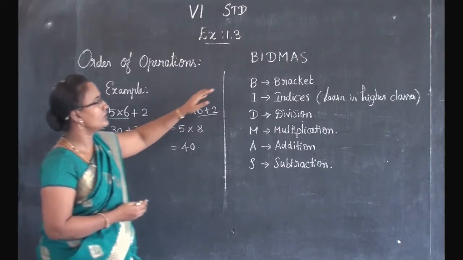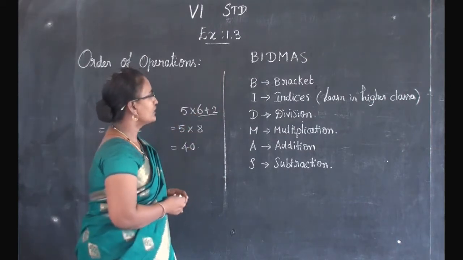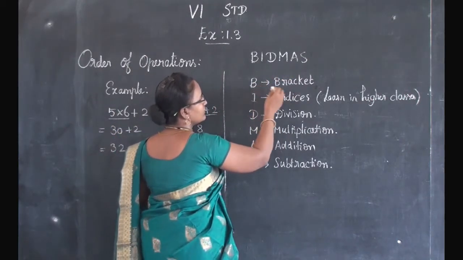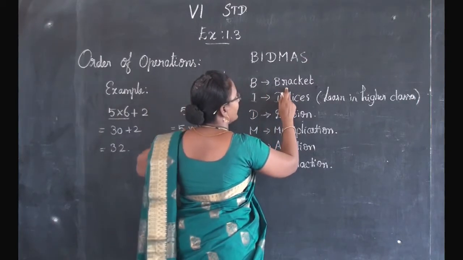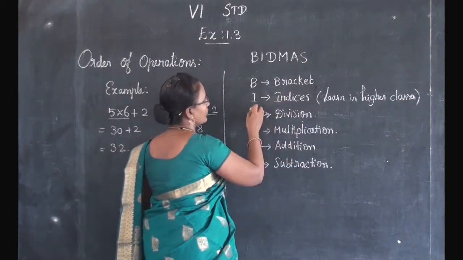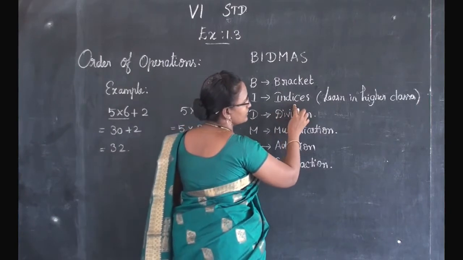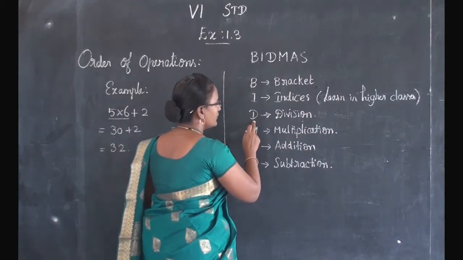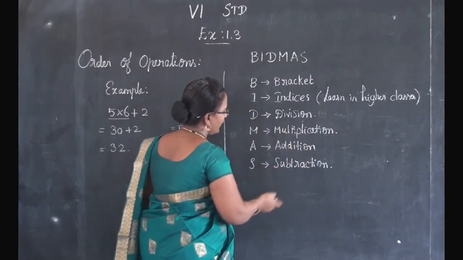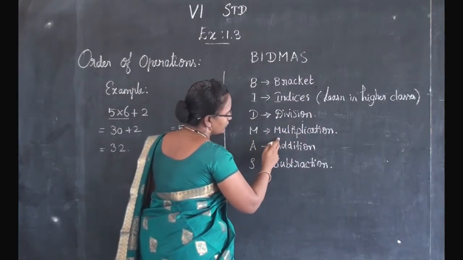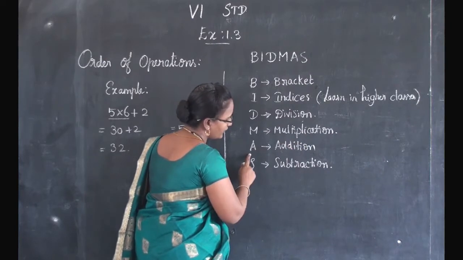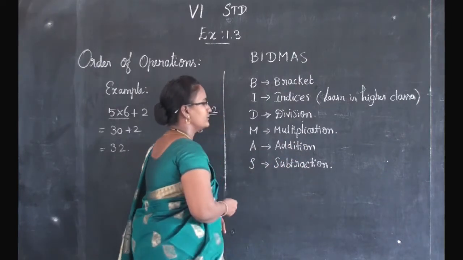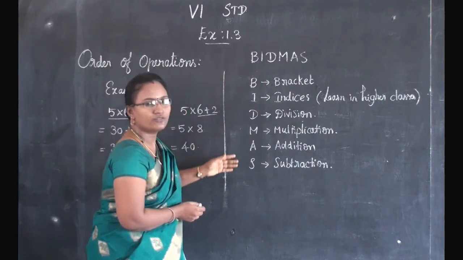The rule is called BIDMOS. What is the expansion of BIDMOS? B denotes bracket, I denotes indices, which you will learn in higher classes only. D means division, M denotes multiplication, A denotes addition, S denotes subtraction. This gives the order of the operations.